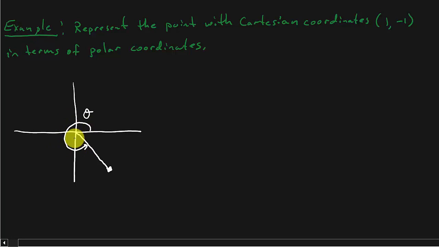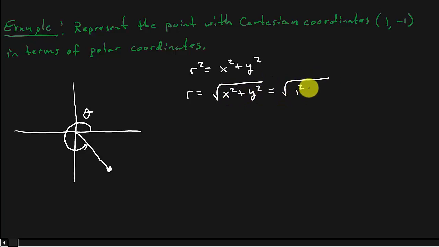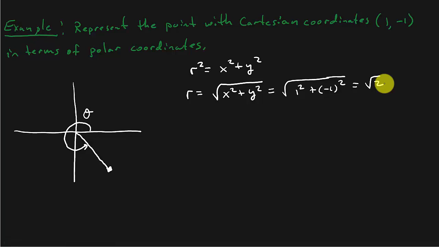All right, so let's get r. We know that r squared is equal to x squared plus y squared. So that tells us r is equal to the square root of x squared plus y squared. And so that's the square root of 1 squared plus -1 squared, and that's going to give us the square root of 2. Remember, r is positive, we're talking about a radius. So that gives us r.